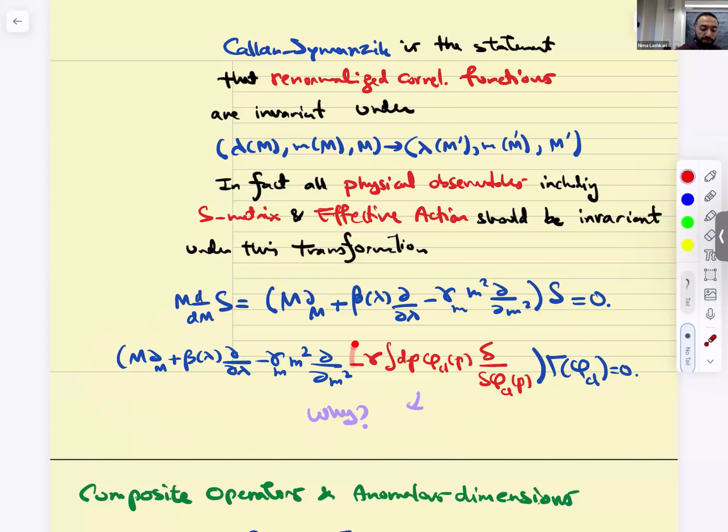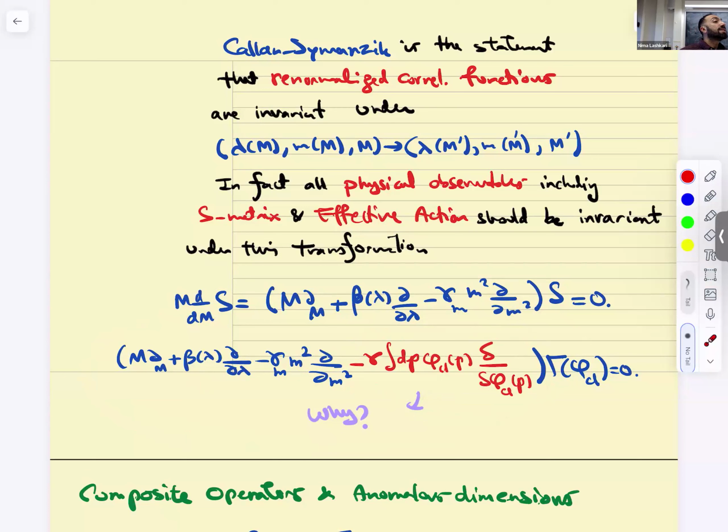It's up to you guys to figure out why there is this additional term. There's an extra term, but these are just the good old terms that we had for Callan-Symanzik. Yeah. Why is there no gamma term for the S matrix? That's also another good question. Any thoughts? Where does the gamma term come from? Where was the gamma term coming from?